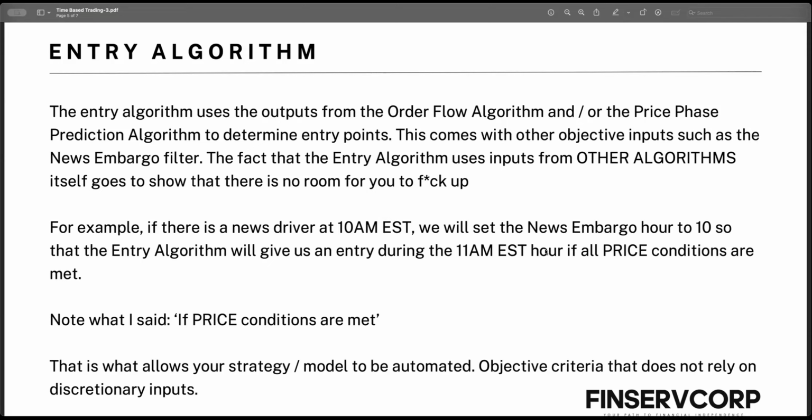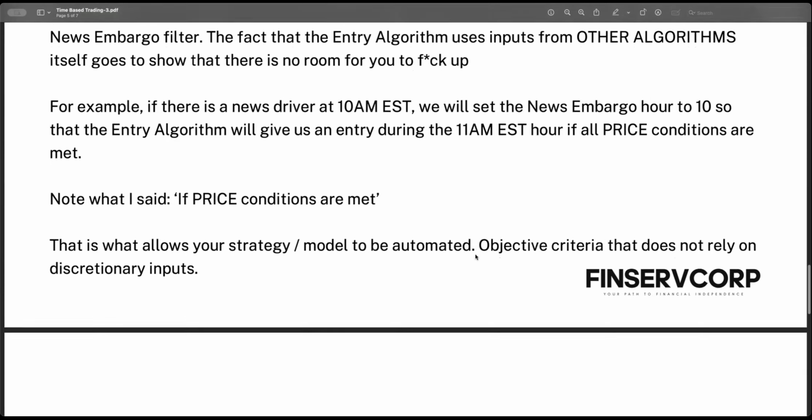Correct, right? So, for example, if there's a news driver at 10 a.m. Eastern Standard Time, we will set the news embargo hour to 10 so that the entry algorithm will give us an entry during the 11 a.m. EST hour, if all price conditions are met. Otherwise it will not show us an entry at all. So you're not taking a trade, you're not losing a trade, you're not winning a trade, net zero, no stress. So that is what allows your strategy model to be automated: objective criteria that does not rely on discretionary inputs, because you cannot code discretion. You cannot.